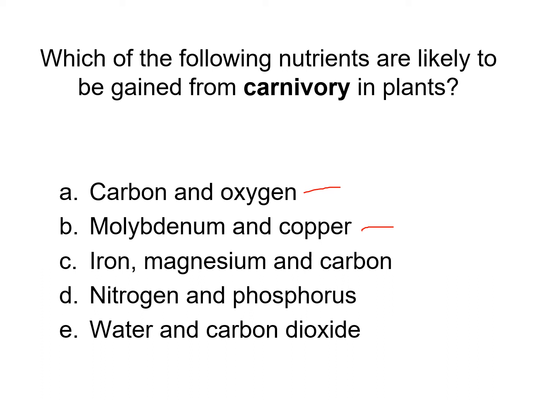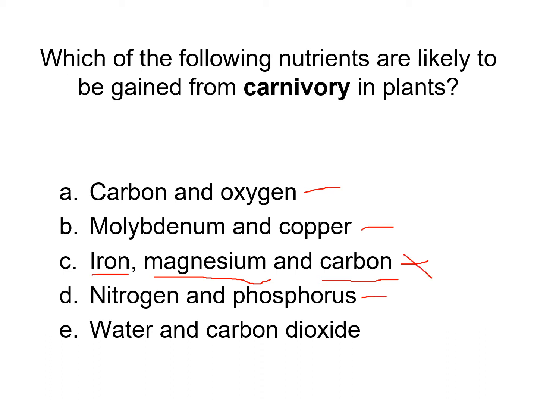Iron, magnesium, and carbon. Okay, so we unpack this. We've got a few here. Iron is a micronutrient, so less likely to be limiting. Magnesium is a macronutrient, so that could be limiting. And then carbon they're getting from CO2. So not all three of these make sense. So that's not a good option.